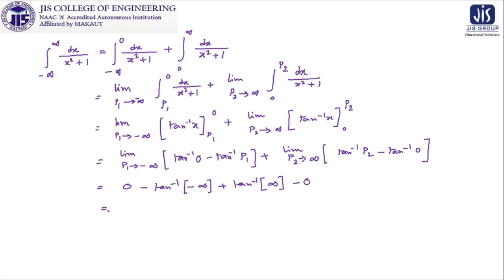Now we know that tan inverse infinity is pi by 2 and tan inverse minus infinity is minus pi by 2. So ultimately we get 0 minus of minus pi by 2 plus pi by 2 minus 0. So we get pi by 2 plus pi by 2, that is pi. So this is our answer for this particular problem, and as we are getting a finite result for this improper integral, it is convergent.